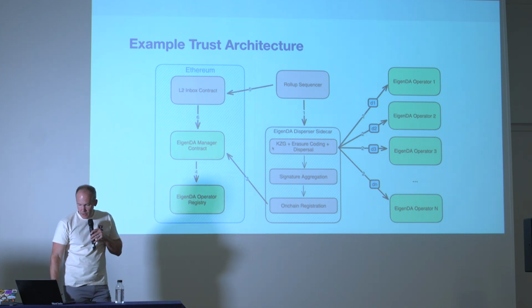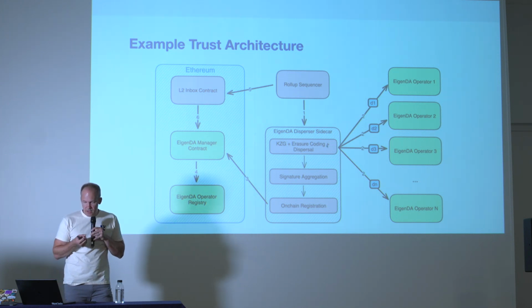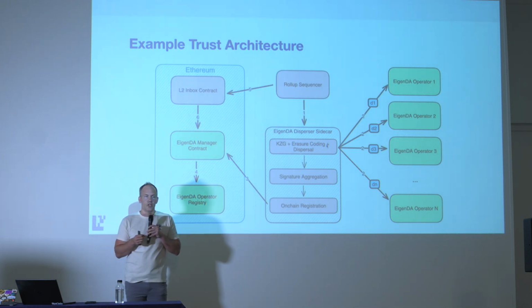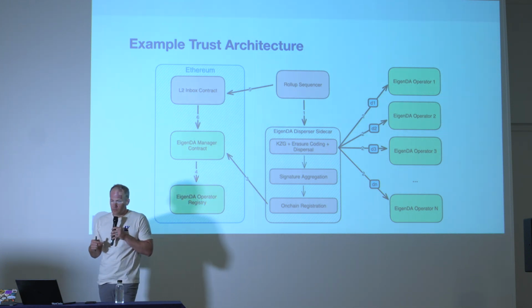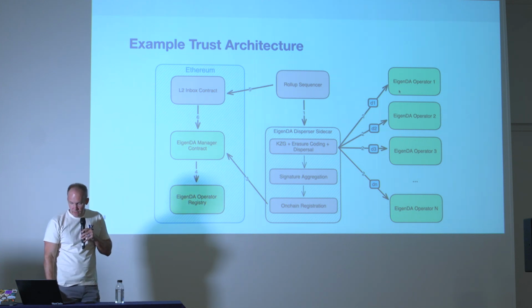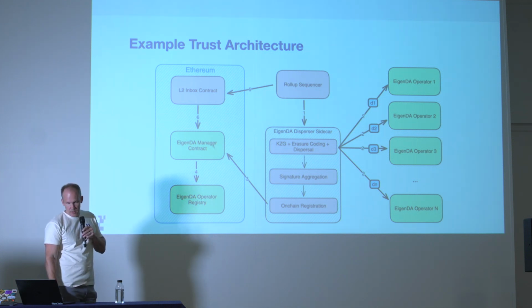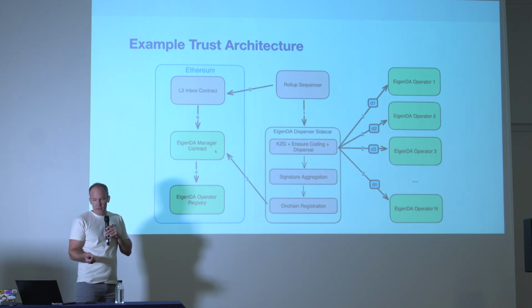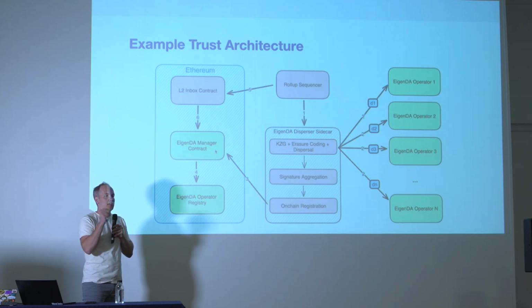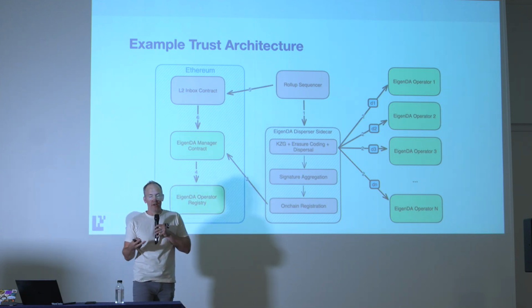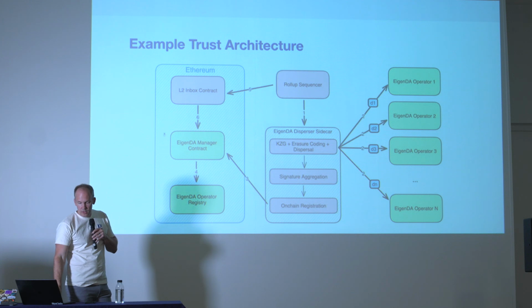This EigenDA disperser component here takes all of those blobs from the L2 and writes it into each individual operator. It batches them into a group called a chunk. It creates a KZG commitment scheme and sends them to the operator. The operator then signs for their chunk of the data and sends it back to the disperser. Each of those signatures from the operators are then written back on chain to Ethereum in the EigenDA AVS contracts here. And that signature from all those operators is then used for slashing in the future, rewards payments to the operator. This is the on-chain provable data set.